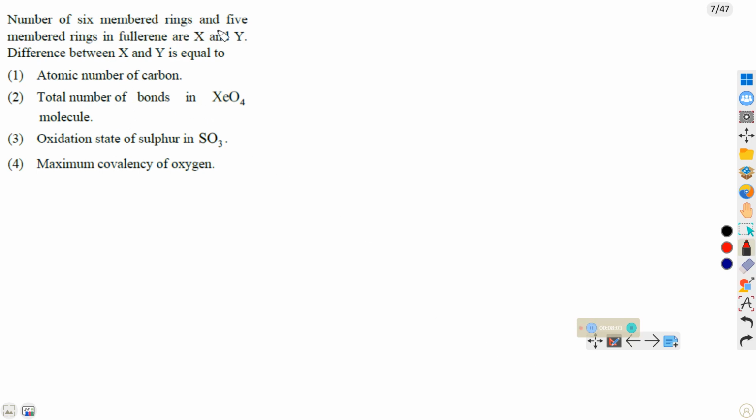Number of 6-membered rings and 5-membered rings in fullerene or Buckminsterfullerene. In fullerene, the number of 6-membered rings.